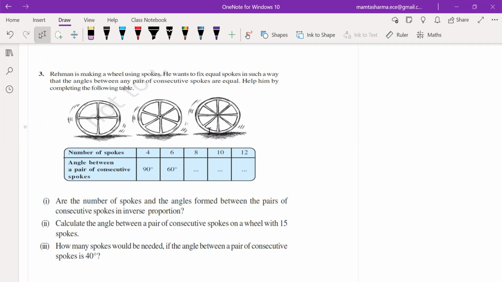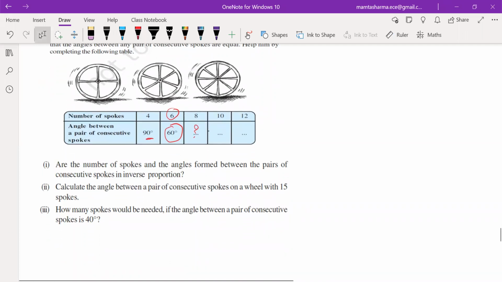Rahman is making a wheel using spokes. These are the spokes. He wants to fix equal spokes in such a way that the angle between any pair of consecutive spokes is equal. If we fix 4 spokes, the angle between them is 90 degrees. If he fixes 6 spokes, the angle between them will reduce. If he fixes 8 spokes, what will be the angle between 2 consecutive spokes? That is the question. 45 degrees.